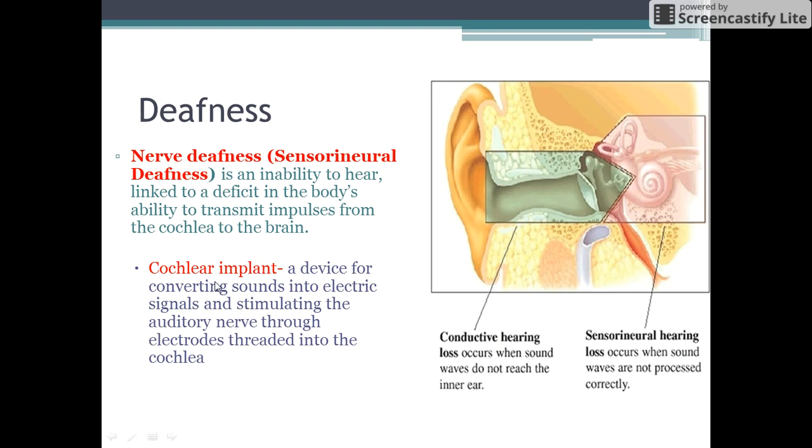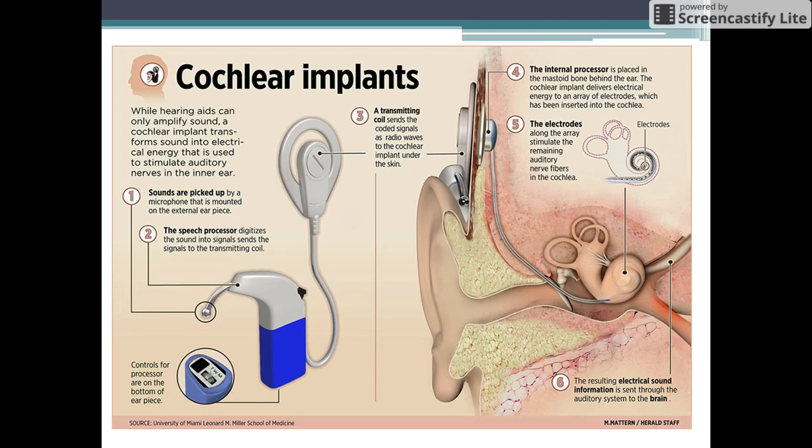A lot of the times they're given cochlear implants, a device to convert sounds into electric impulses by stimulating the nerve by the sound waves in the environment. Kind of a cool different slide you can freeze and look at. It talks about the cochlear implants. We will talk about this more in class, but it walks you through how cochlear implants work inside the ear. You don't need to know specifically how it works inside the ear, but you do need to know that sensory neural connects to cochlear implants.